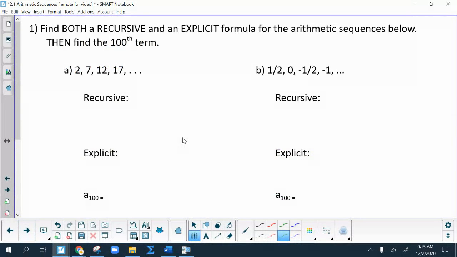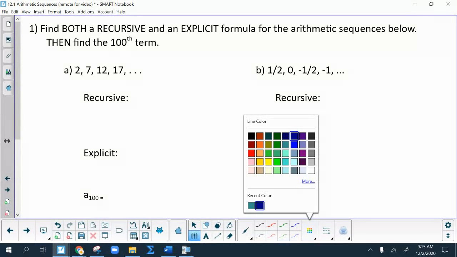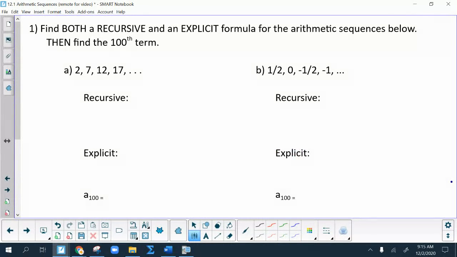All right, so we're just going to start off with some basic problems. This one says, find both the recursive and explicit formula for the arithmetic sequences, and then find the 100th term. So for the one on the left, I have a sequence that goes up by 5. So it goes from 2 to 7, and then 7 to 12, and 12 to 15. So my common difference is a positive 5.